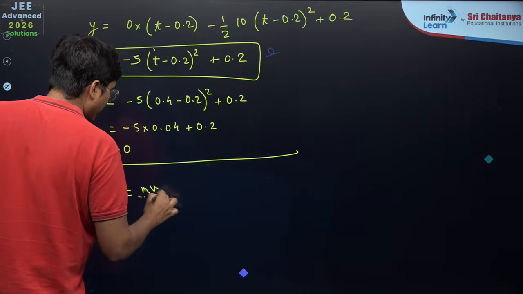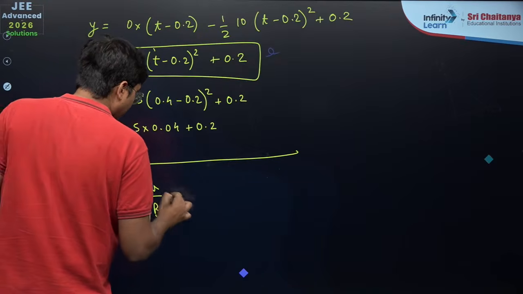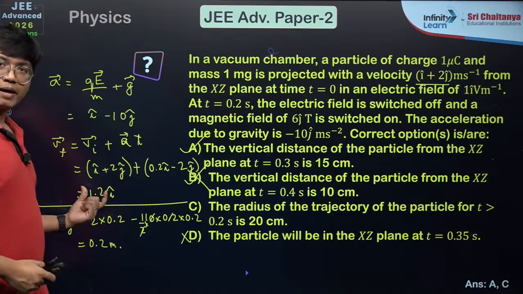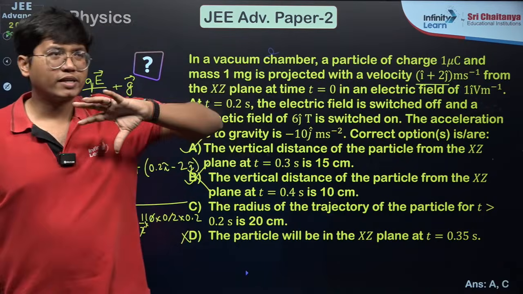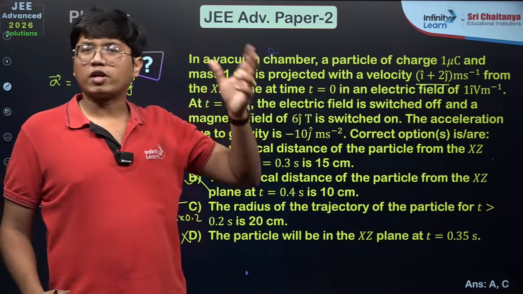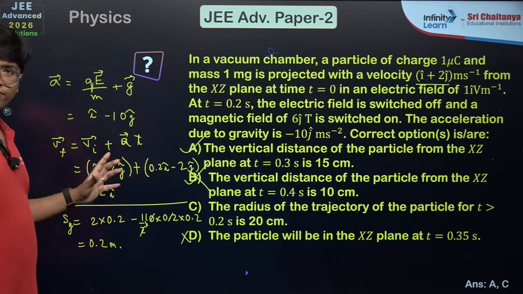R is equal to mv by qB. Now thankfully the velocity at which the magnetic field was turned on was already perpendicular to it. So I don't have to worry about there being extra changes, so on and so forth. That's it. That's enough for me.